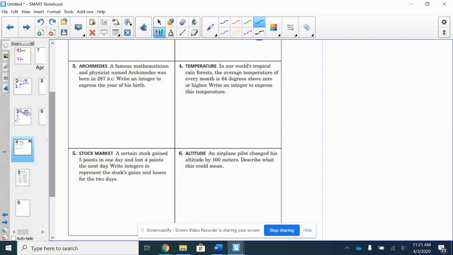So really, we need to know, what does BC mean? Right? And BC means before Christ. So if we looked at Christ as year 0, right? 287 BC would be a negative 287. Temperature in the world's tropical rainforest, the average temperature of every month is 64 degrees above 0 or higher. So above 0 or higher, represented as an integer would be a positive 64.